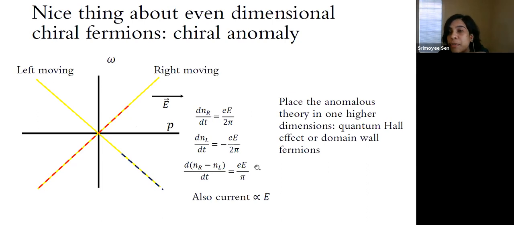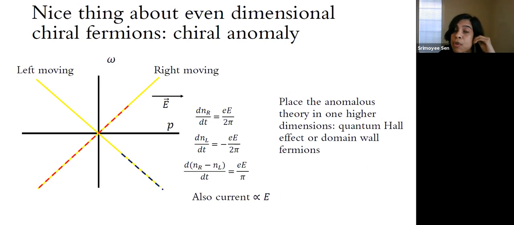Those of you who are familiar with the chiral magnetic effect, for example, know that such a system also has a current, and that also is proportional to the electric field. It's really proportional to the population difference between the right and the left moving particles. So the current is also proportional to the electric field.